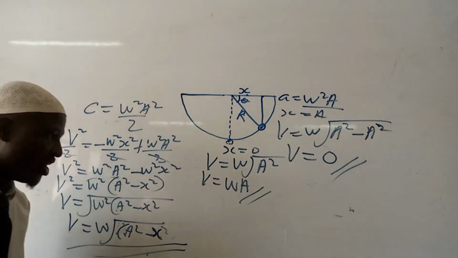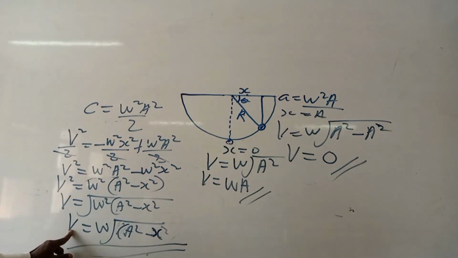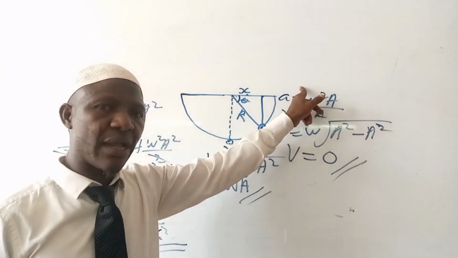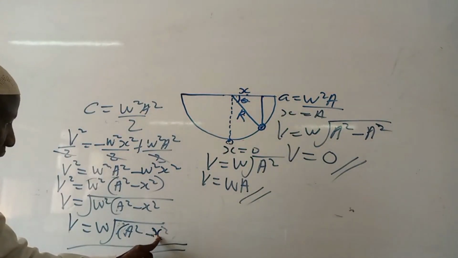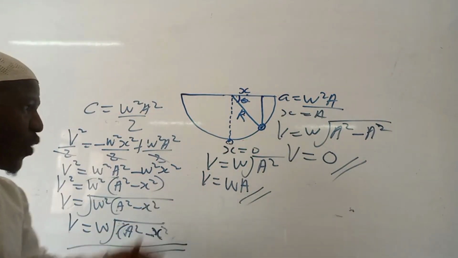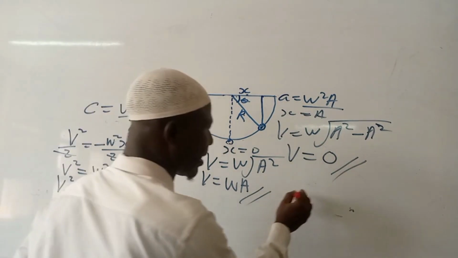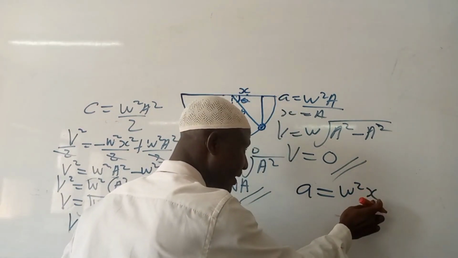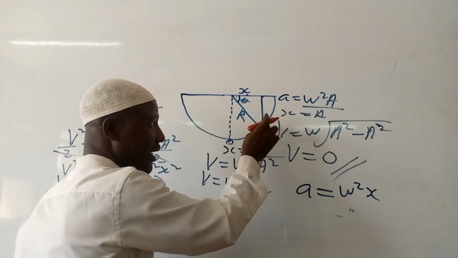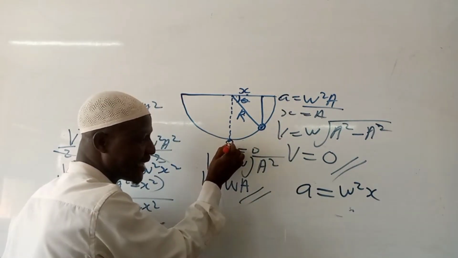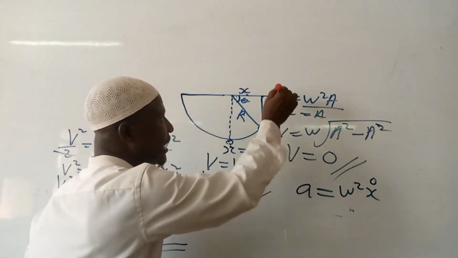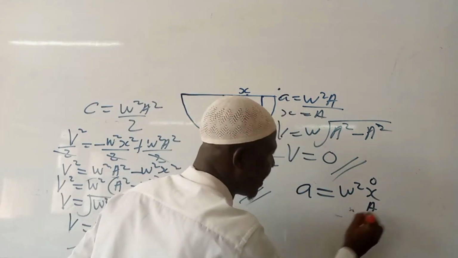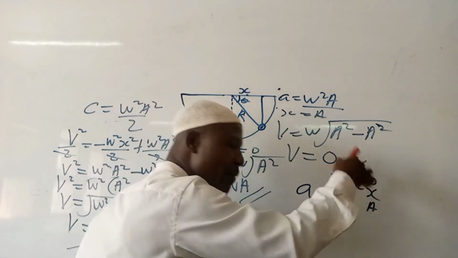Now it depends on the question. If the question says calculate velocity at the midpoint here, you know that x becomes 0. But if the question says calculate velocity at the end or maximum displacement, in that case, x becomes a, and everything becomes 0. Likewise, the acceleration too. Our acceleration, a, is equal to omega square x. This x is the displacement at any point, either from here to here. But at this point exactly, x becomes 0. At this point exactly, x becomes a. But at any point from here, x will maintain its value.